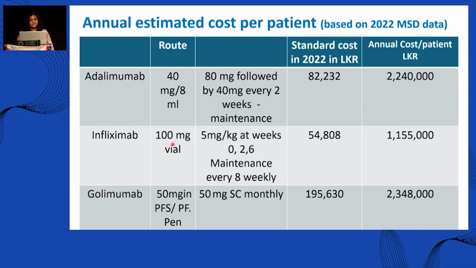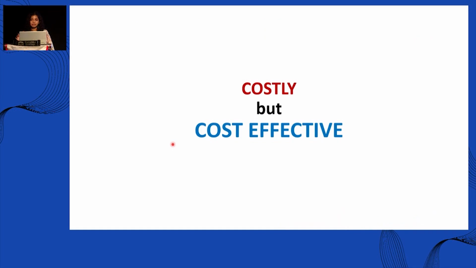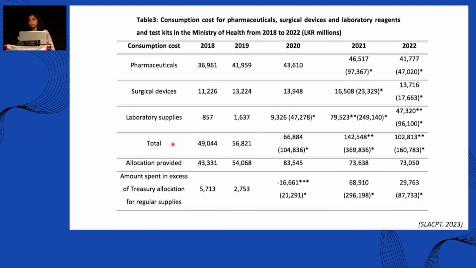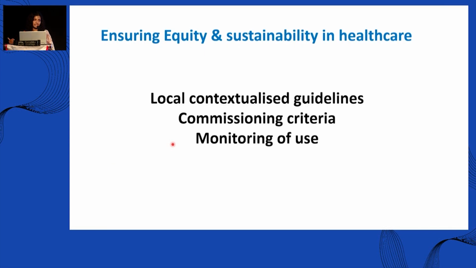Cost and availability, now these are costly, costing more than 1 million rupees per person per year. And if you look at the total consumption cost, they cost quite a lot. They consume quite a lot of the annual consumption budget. But these can still be cost effective. They're costly, but can be cost effective. And why do we need them to be cost effective is because we have been spending much, much more than we can over the years. So it's important for us as professionals to have contextual guidelines and commissioning criteria and monitor their use.